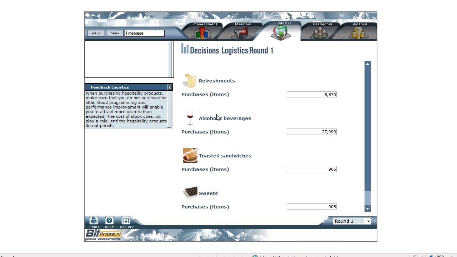So on the basis of the programming that you have planned and the genres of the packages, you can make a calculation about what you have to purchase for refreshments, alcoholic beverages, toasted sandwiches and sweets.